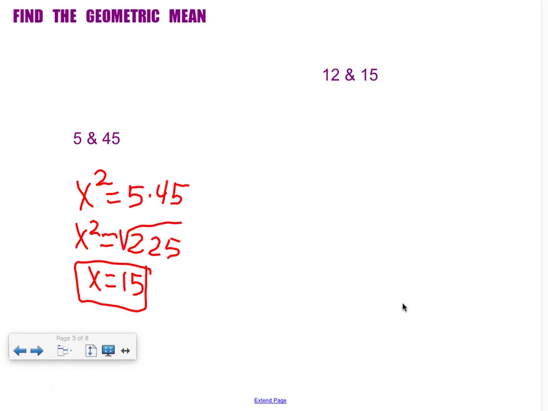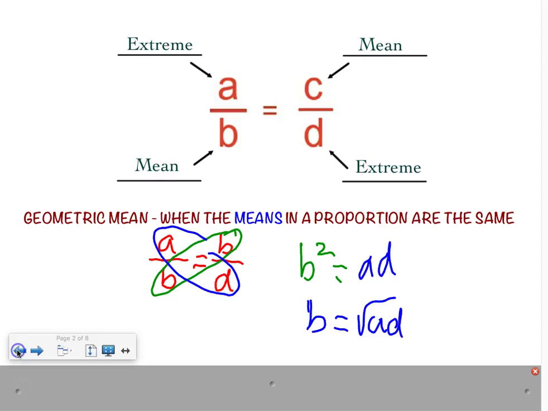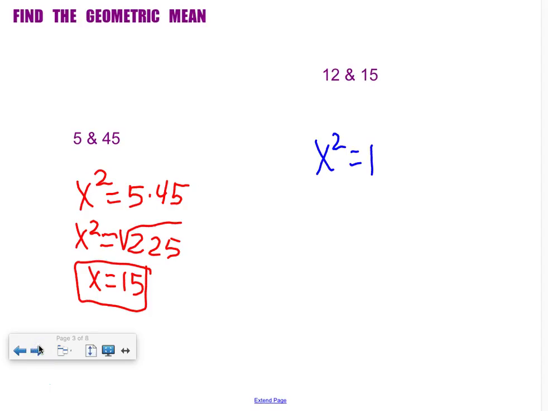Now let's try with 12 and 15. Because when we find the geometric mean, X squared equals the square root of. So how do I undo something squared? You take the square root. Okay.